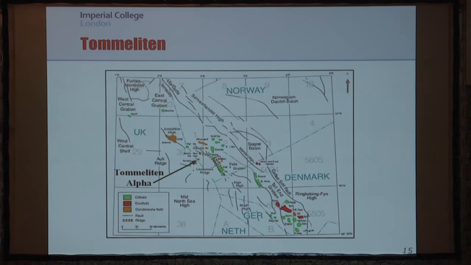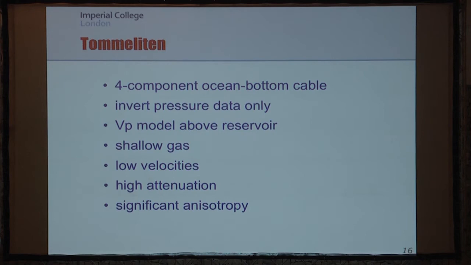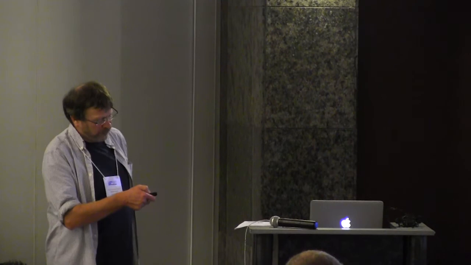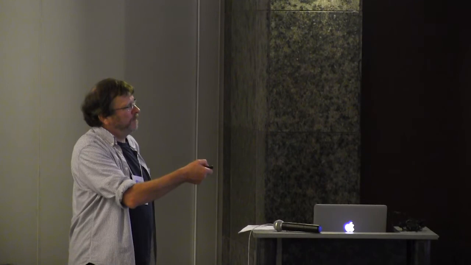which is this Tomalettin Alpha oil field. The characteristics of the data set and the target: this is four component data, which means three geophones, a vertical and two horizontals, and a hydrophone. They're sitting on the seabed. We're not going to use the geophones. In this study we're only going to use the pressure data measured by the hydrophones. The purpose of the survey is to try to find the P wave velocity model above the reservoir. We're not trying to apply FWI at the reservoir, we're just trying to do it above the reservoir.